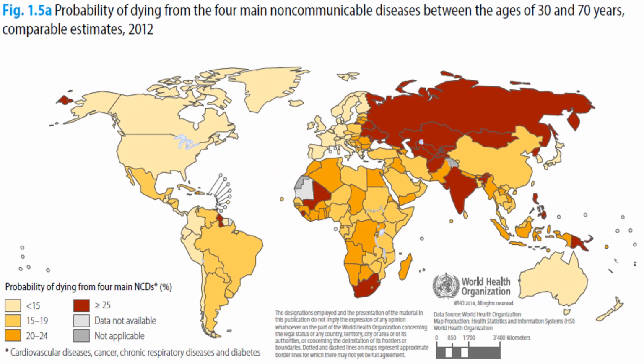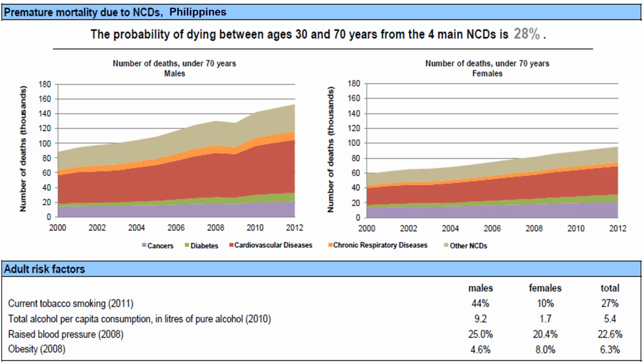So the probability of dying from the four main non-communicable diseases between the ages of 30 and 70 years, with comparable estimates in 2012, is shown in this world map. It just goes to show that most of Russia and parts of Asia, including India and the Philippines, would have more than 25% probability of dying from these four main NCDs. The probability of dying between ages 30 and 70 is 28% in the Philippines, which is more than the 25% threshold set by the WHO. And you will see that more of this would be found in the male category compared to the females.